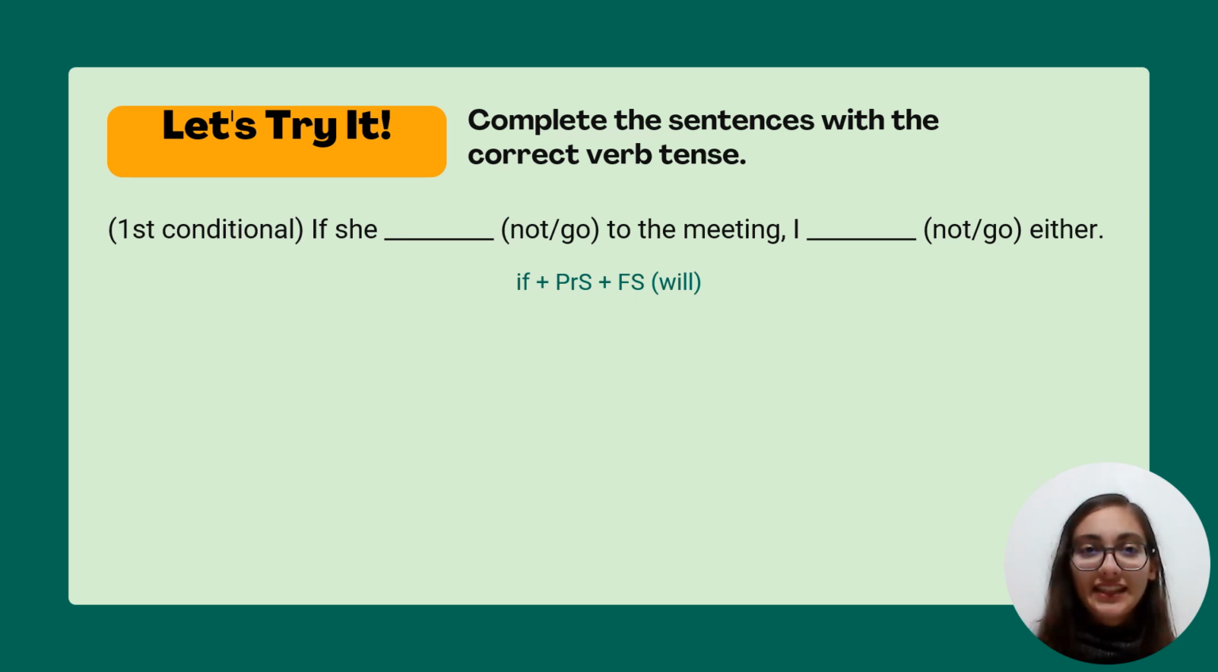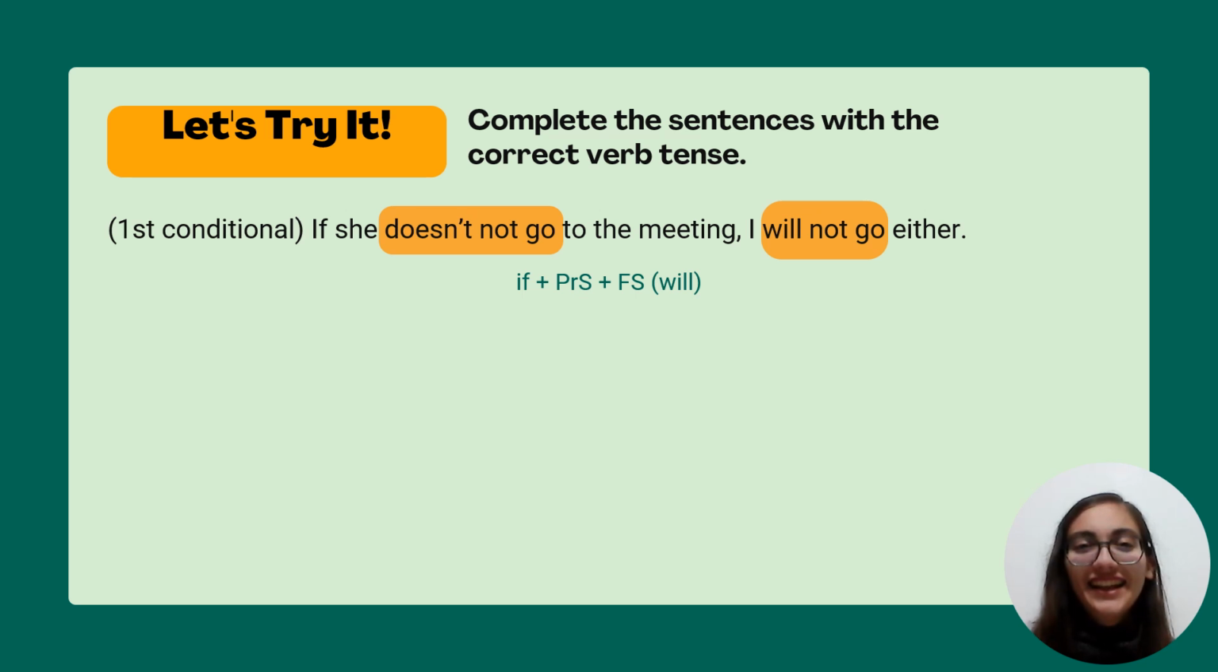This is the first sentence. If she to the meeting, I either. We need to use the first conditional. Try to do it on your own. Pause the video and have a think. Are you ready? All right, here are the answers. How did you go? Let's have another one.